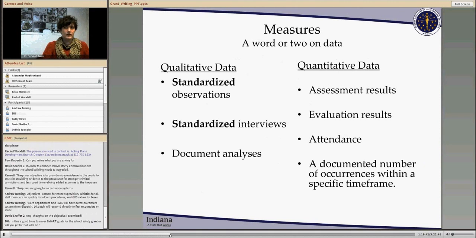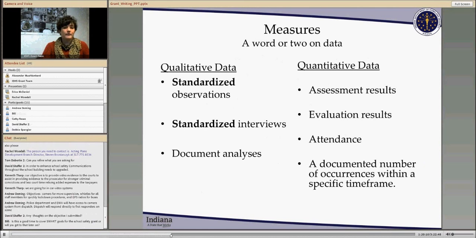So when we talk about measures, we also need to talk about data. There are lots of things that qualify as data, and then there are a few things that sometimes we use that aren't necessarily data that we want to get away from. If we're talking about qualitative data, we're talking about standardized observations, standardized interviews, standardized surveys, and the important part of that standardization is that you're looking at everything through the same lens.